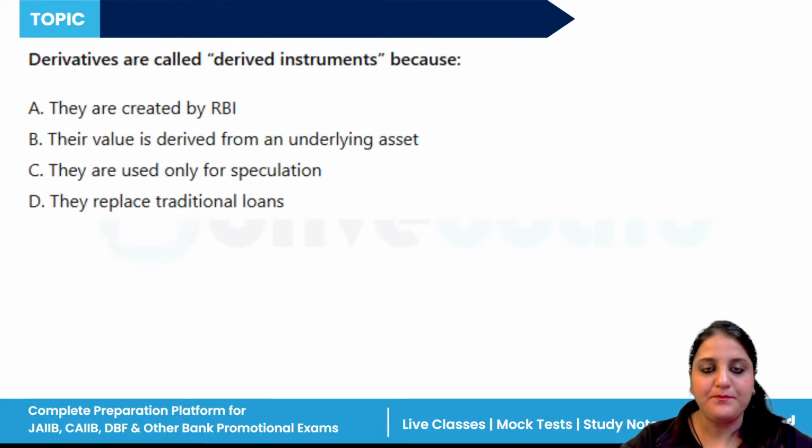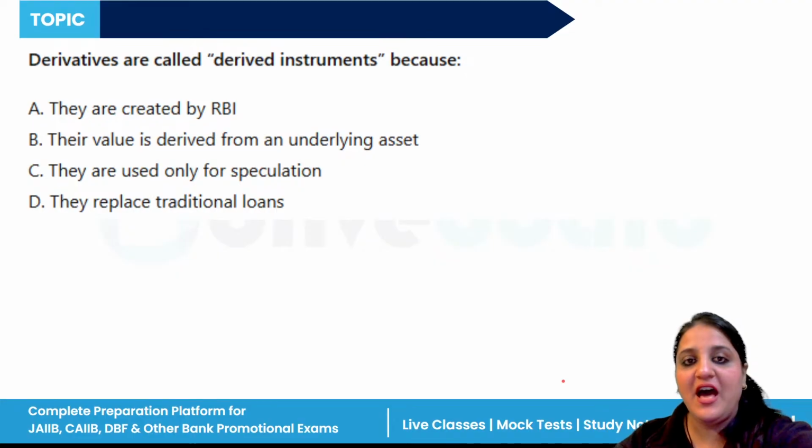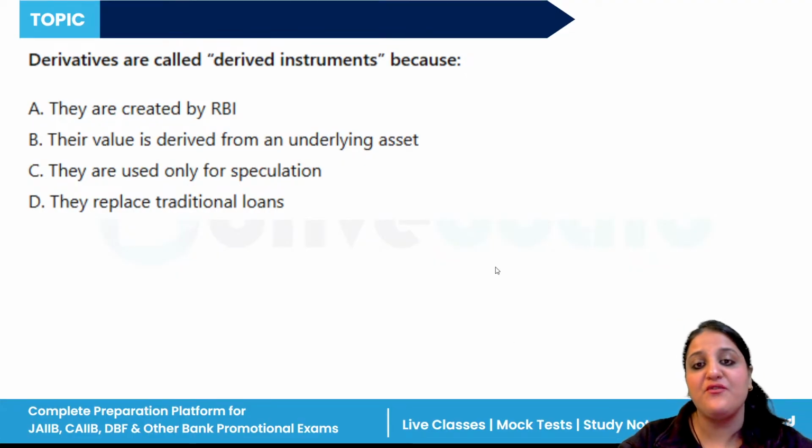Got it? Now, derivatives are called derived instruments. Why? Derivatives are called derived instruments, but why?